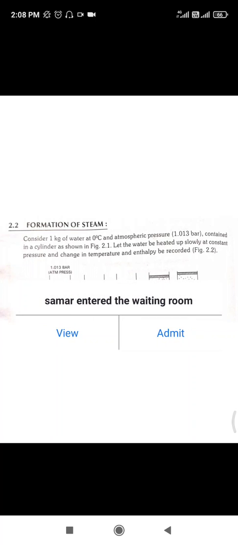If the pressure is increased, the saturation temperature also increases. At atmospheric pressure, its value is 100 degrees.